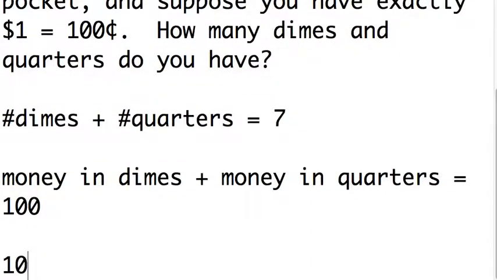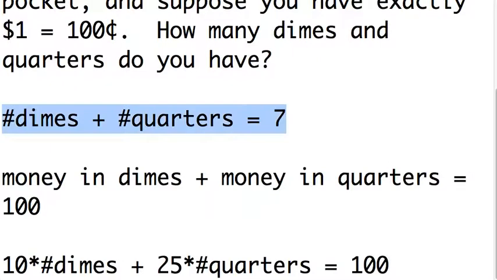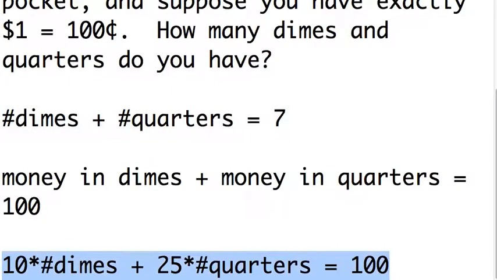Each dime is worth 10 cents, and so if we have some number of dimes times 10 cents, that's how much money we have in dimes. Similarly, if each quarter is 25 cents, and we have a certain number of quarters, the total amount of money we have in quarters is 25 times the number of quarters we have. And we know that this is equal to 100. Okay, great. So now we have two equations. This one right here, which deals with the number of dimes and quarters, and this one down here, which deals with the number of dimes and quarters.